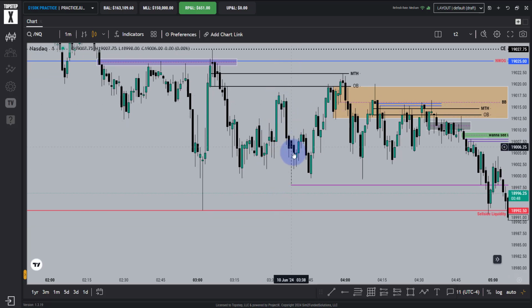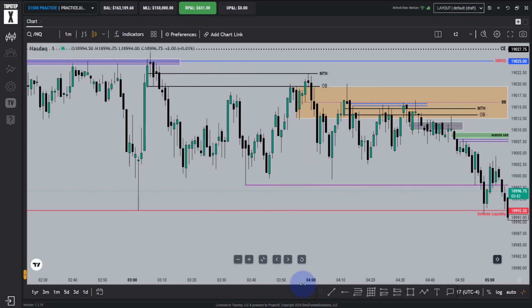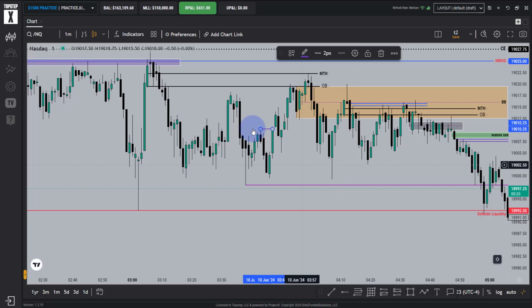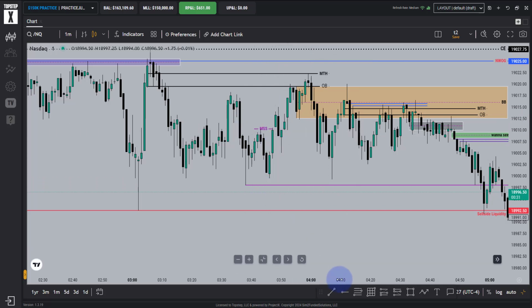Market went a little higher, went lower, and took some liquidity. See this, all of this liquidity has been taken there, and it made a swing high. Let me mark that. This is a swing high which has been shifted over there. So this is your market structure shift. Okay, so market structure shift, fair value gap.